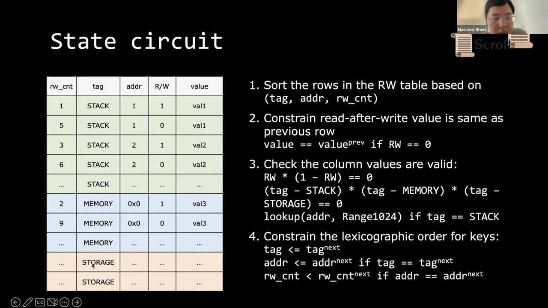And also, I forgot to mention, if it's a storage and it's an initial read, then you also need to do a lookup into the Merkle Patricia table, called the MPT table. This is going to constrain that this is actually the correct value you read at a certain snapshot of your state tree.